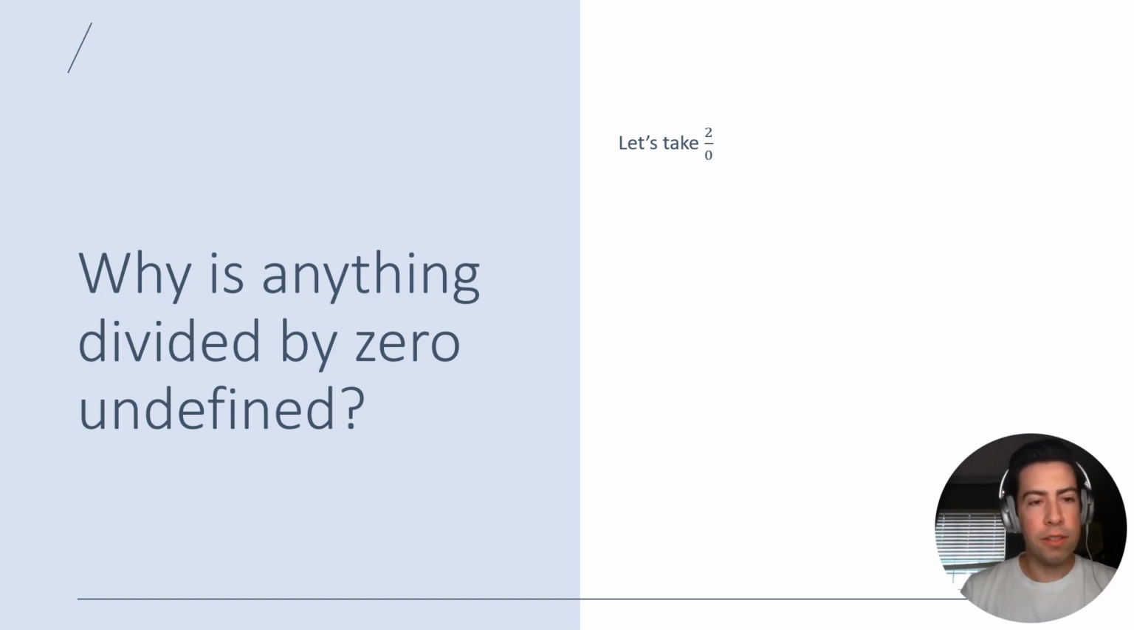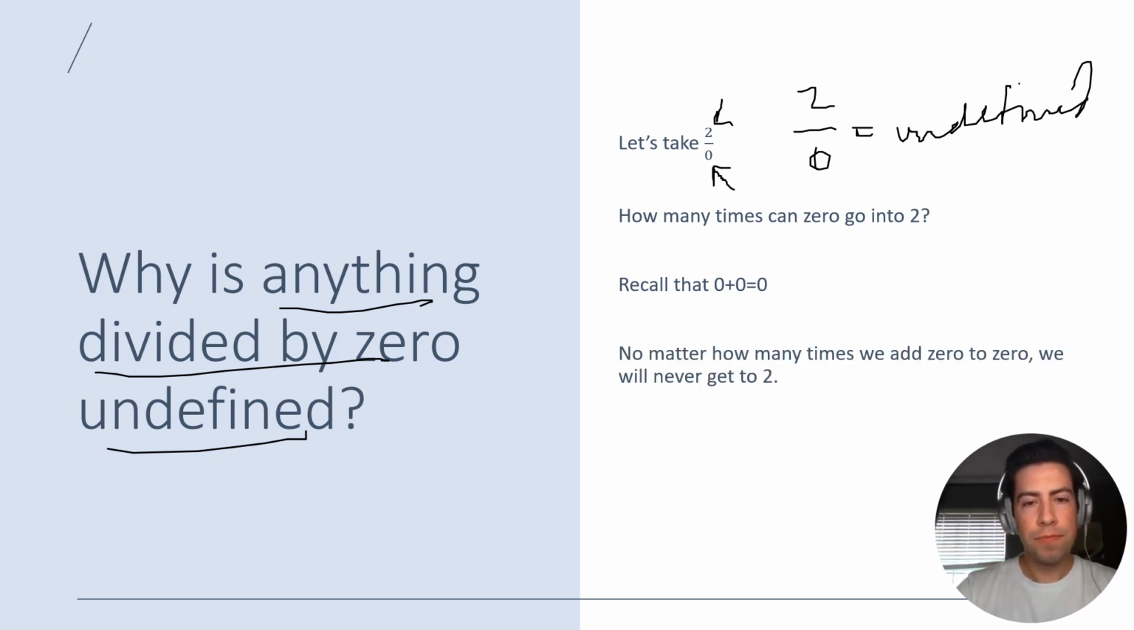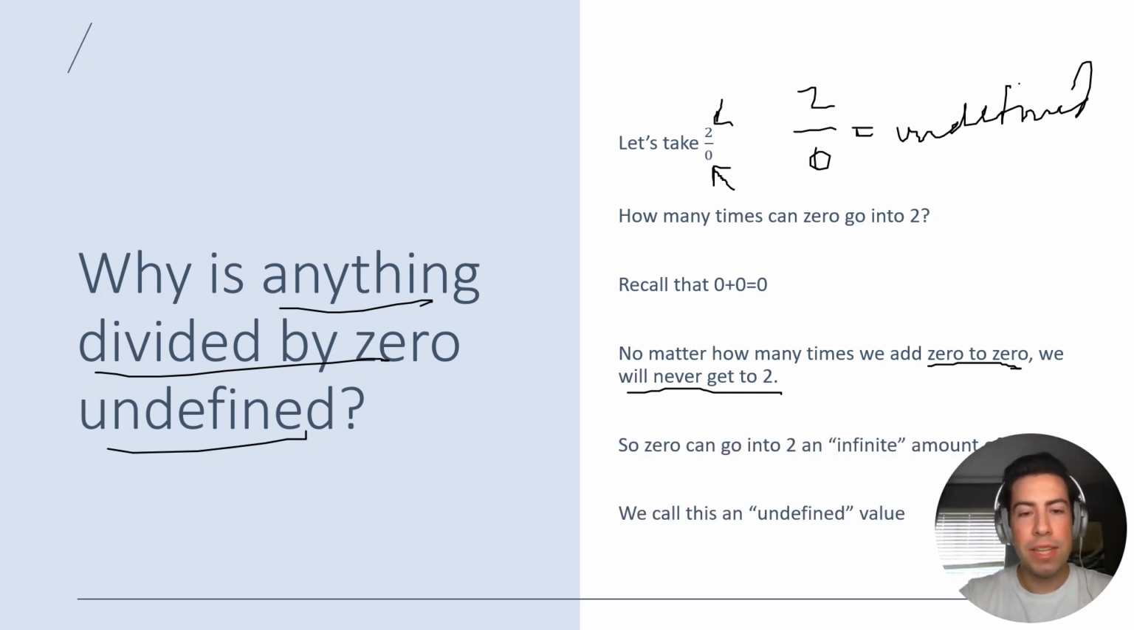Okay, so guys, here's my big question for you. Why is anything divided by 0 undefined? Let's start with an example: 2 divided by 0. Why is that undefined? Let's think about it this way. Division is basically saying, how many times can 0 go into 2? Let's just remember that 0 plus 0 is 0. So no matter how many times we add 0 to 0, we will never get to 2. That's the problem, because 0 plus 0 is just 0. So essentially, 0 can go into 2 an infinite amount of times, and we're going to call this an undefined value.